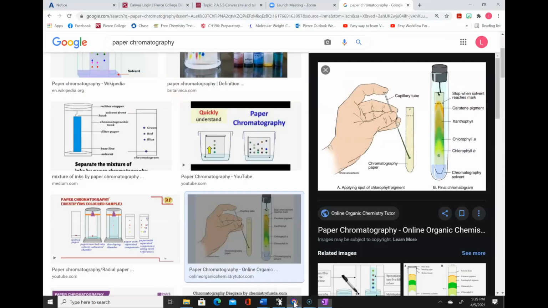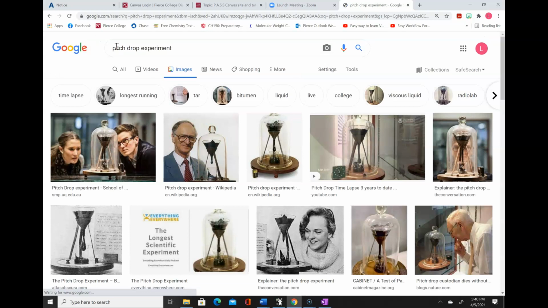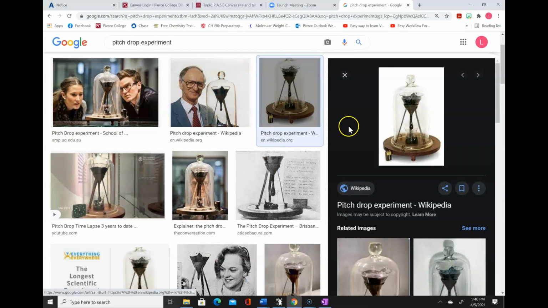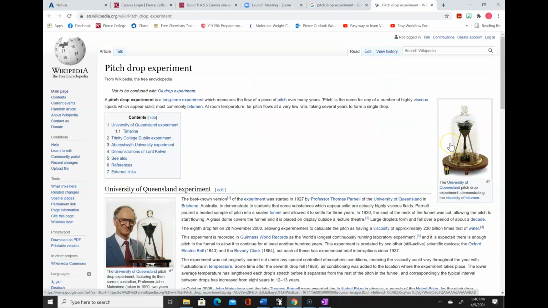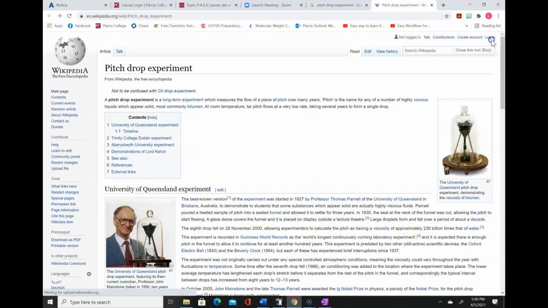Now, it's actually interesting because there's an experiment at the University of Queensland in Australia. It's called the pitch drop experiment, and it is the world's longest running scientific experiment. What they have is a really, really thick and extremely viscous liquid called pitch sitting in a funnel just like this. It takes a very long time to flow through. In fact, there haven't been very many drops at all that have come through.